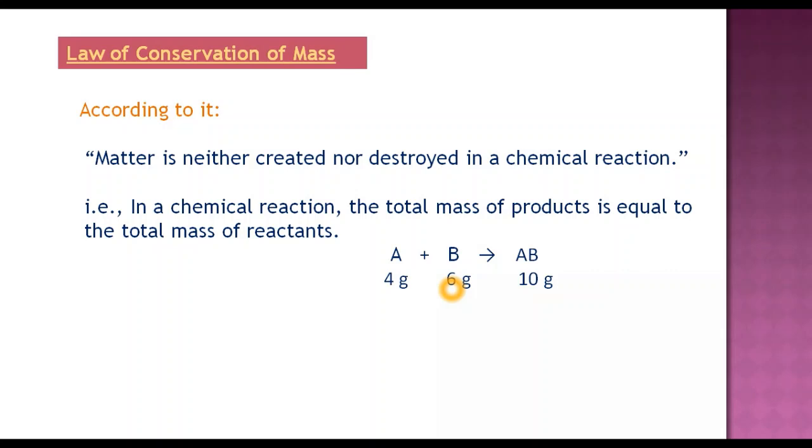So what is meant by this law of conservation of mass? That means there is no gain or loss in mass during a chemical reaction. Mass remains conserved, mass remains constant, and the total mass of products is always equal to the total mass of reactants. See, the total mass of reactants: we will add 4 and 6, we will get 10 grams. It means the total mass of reactants is 10 grams.